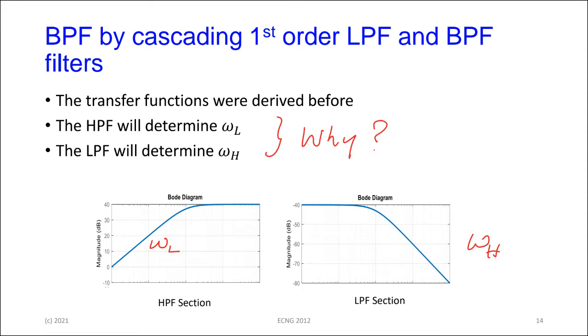So here we go. The transfer functions, we had those before. The high pass filter is the one that determines the lower cutoff frequency, and the low pass filter is the one that determines the higher cutoff frequency. Why is that? I mean, the answer is kind of right there, but why is that?